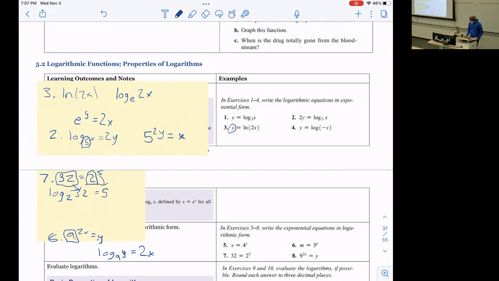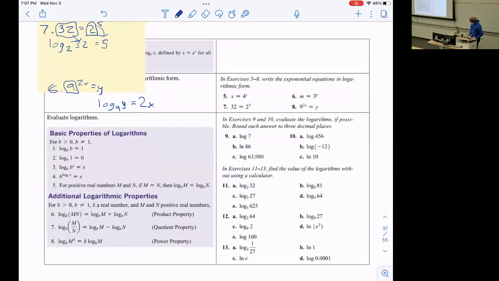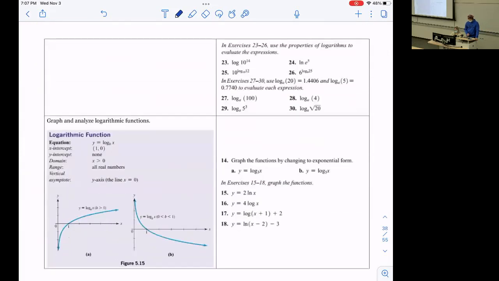Awesome. What about exercises 9 through 13, evaluating logarithms? All right. Graph and analyze logarithmic functions. So 14 through 18. Number 18.